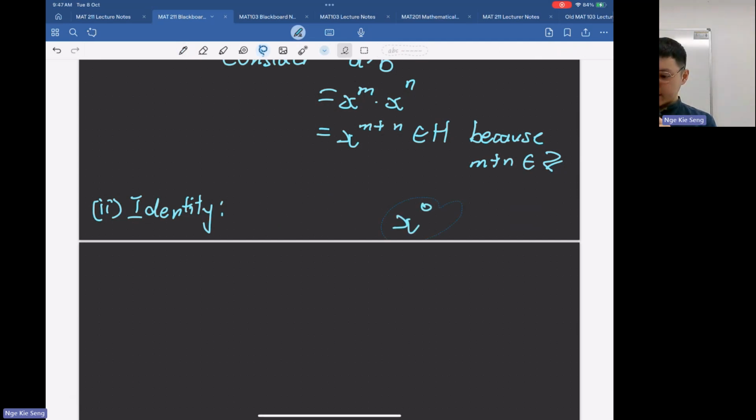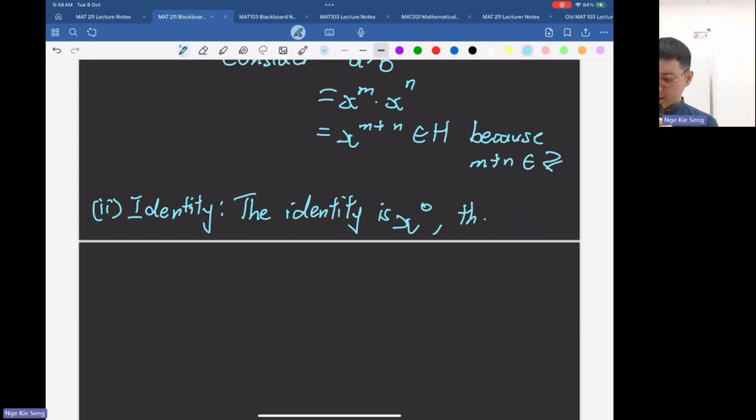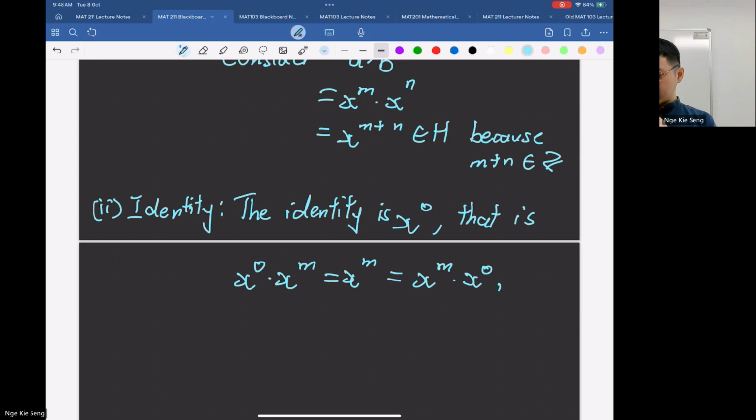So the identity is x to the 0. Why? You need to show. Go back to your definition. That is x to the 0 times all the other elements x^m equals the element x^m. Another direction you also need to check, right? Left and right. x^m times x^0. This has to be true for all the elements. Is it true or not?